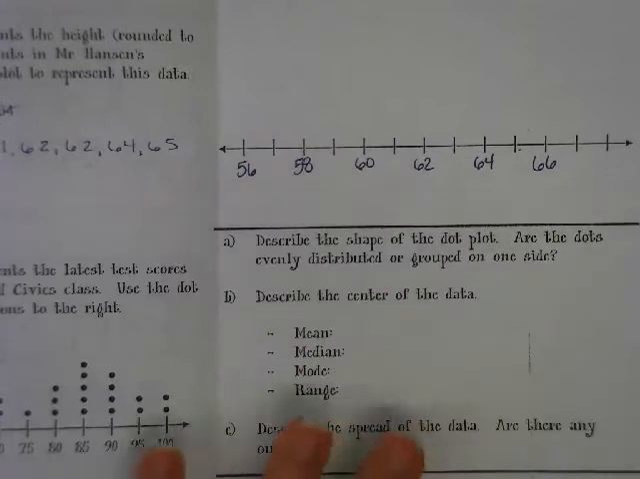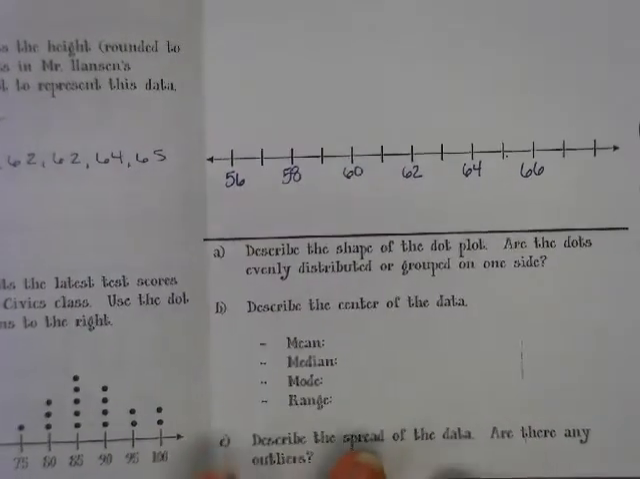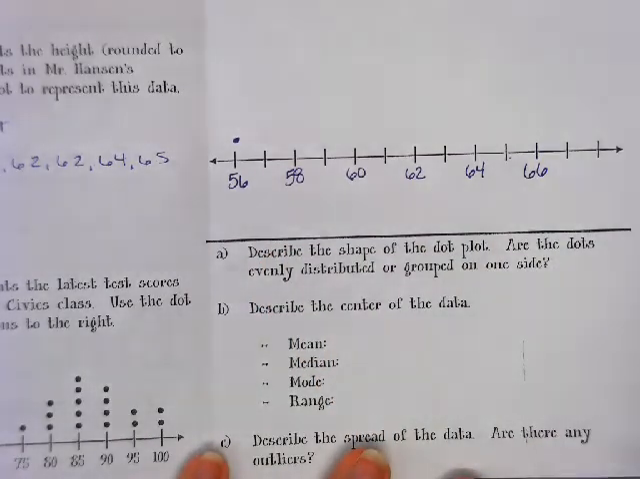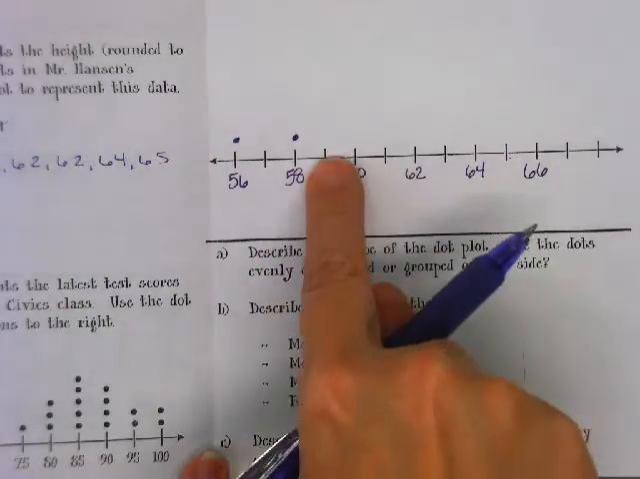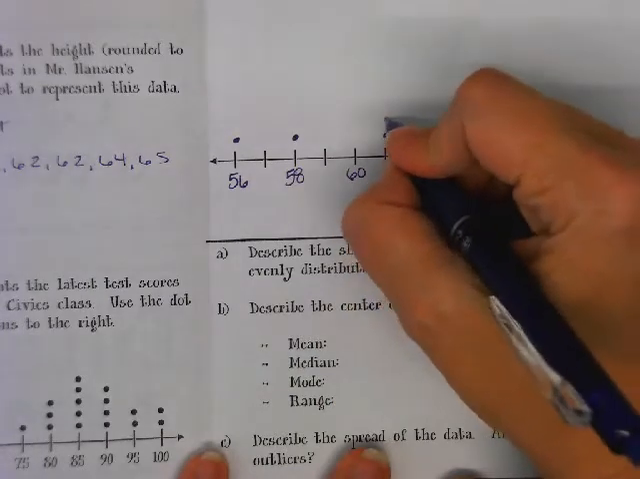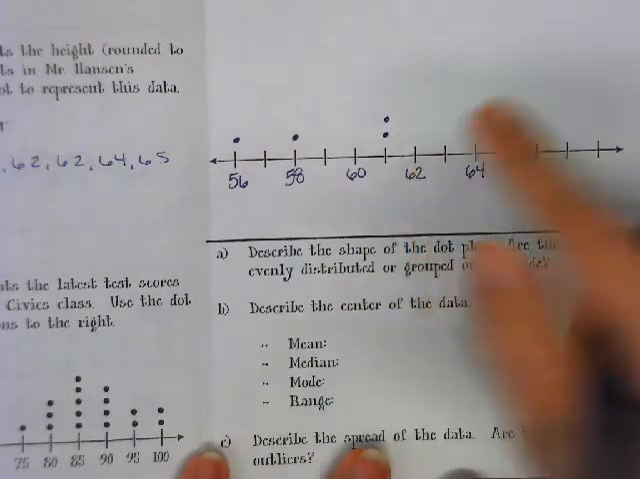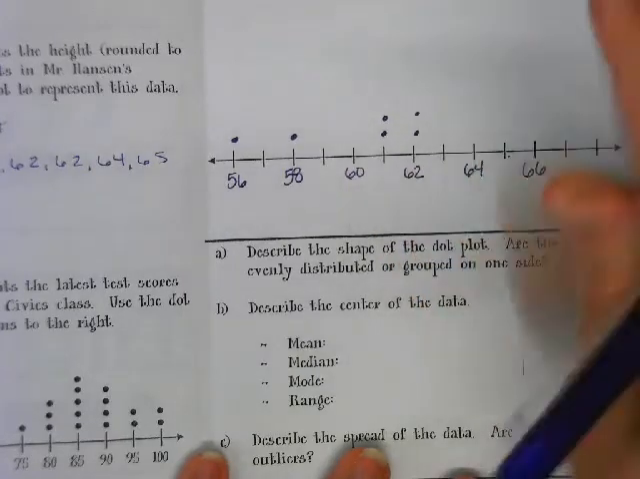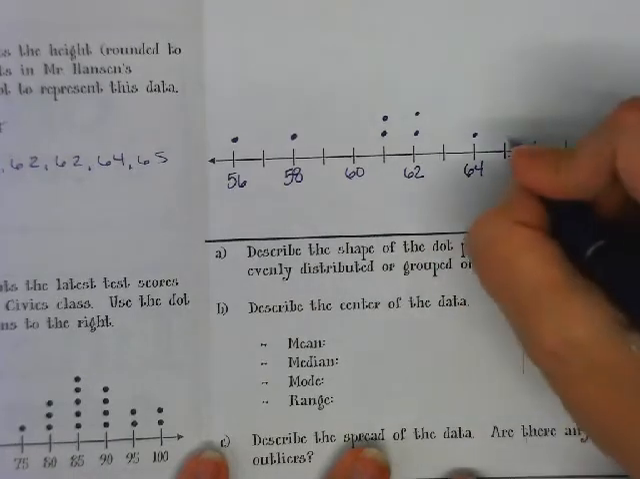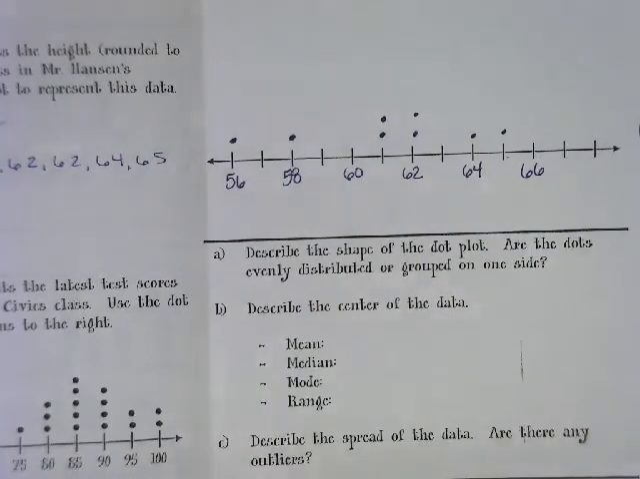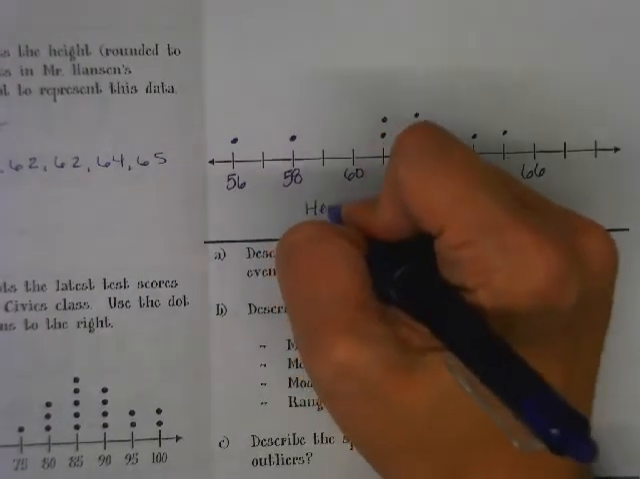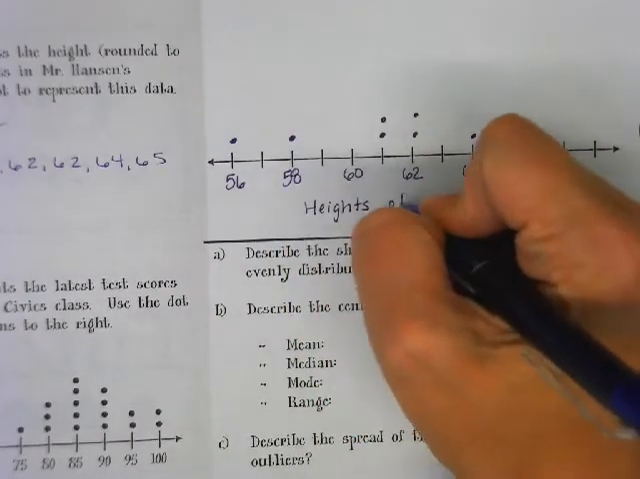All right, and then we can put our dots, right? How many 56s did we have? We had 1, and then nothing on 57. How many 58s? 1. Do we have anything on 59? On 60. 61. 2 61s. How many 62s? 2. 63. 64. 1. 65. 1. All right. How do you feel about making that? We could even put a title here if we wanted. We could say heights of homeroom.